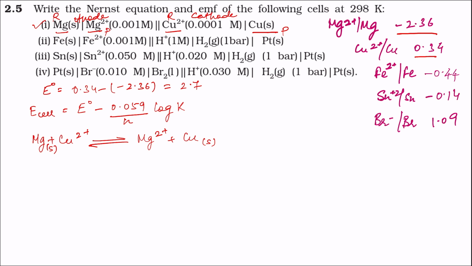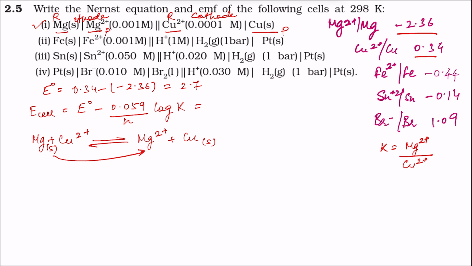Now concentration of the solid magnesium and solid copper is taken as 1. So expression for the equilibrium constant will be equal to concentration of magnesium ions divided by concentration of copper ions. And this reaction is balanced, means number of electrons lost by magnesium is 2 and number of electrons gained by copper is 2. Since magnesium changes from magnesium to Mg2+, it is losing 2 electrons, and copper is changing from Cu2+ to Cu, so it is gaining 2 electrons.